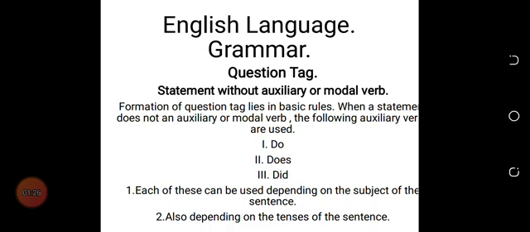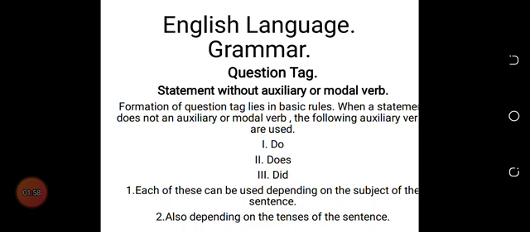what or how should we identify the verb to use in the question tag or interrogative tag? Okay, so I'll take you through some of the things you should observe about the statement before you change it, or before you give the question tag of that statement. So formation of question tag lies in basic rules.